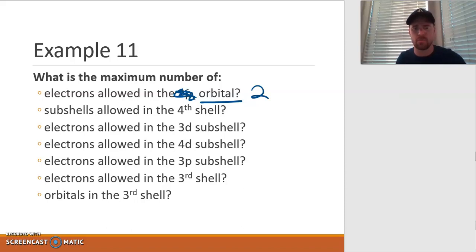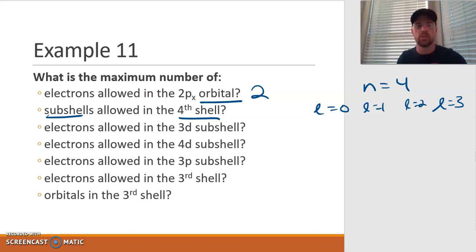What is the maximum number of subshells that are allowed in the fourth shell? So when it says fourth shell, we're saying n equals 4. So what is the maximum number of subshells? Meaning, what's the maximum number of shapes that we're looking at? Well, if we're looking at n equals 4, the maximum value for L is 3. But that also includes L equals 0, L equals 1, and L equals 2. So it looks like the number of subshells or shapes is 4. So there are 4 subshells maximum allowed in the fourth shell.